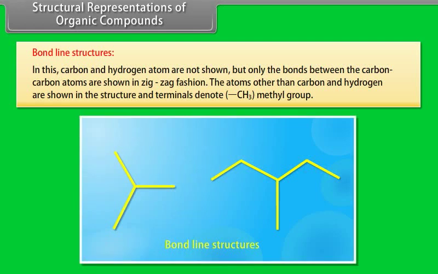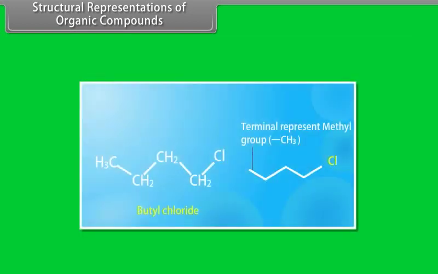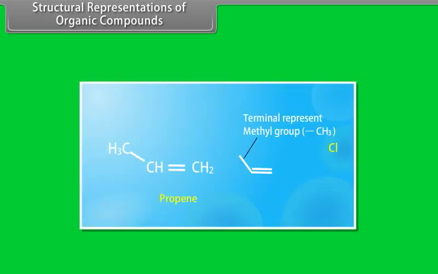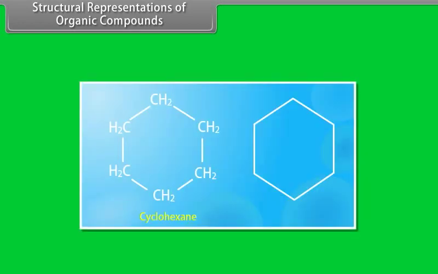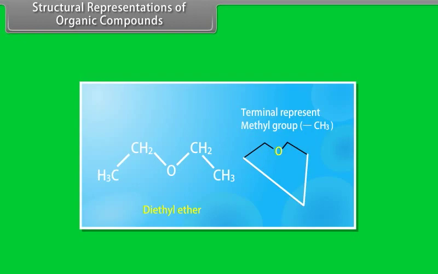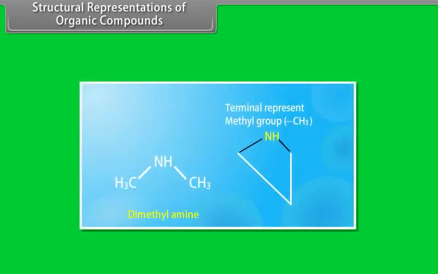Bond line structures. In this, carbon and hydrogen atoms are not shown, but only the bonds between the carbon-carbon atoms are shown in zigzag fashion. The atoms other than carbon and hydrogen are shown in the structure, and the terminals denote methyl groups. For example, butyl chloride, propene, cyclohexane, diethyl ether, dimethylamine.